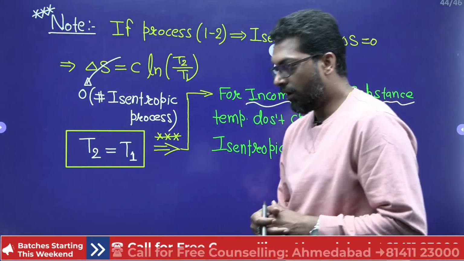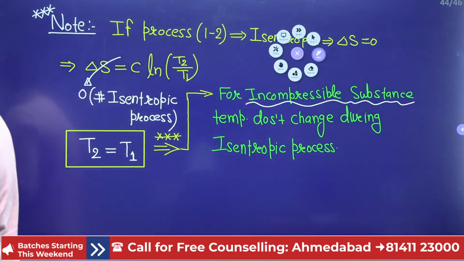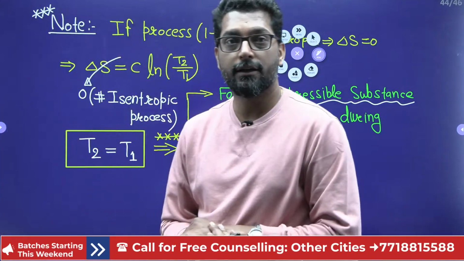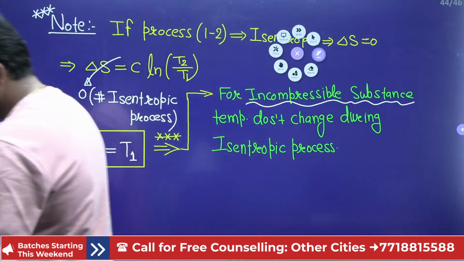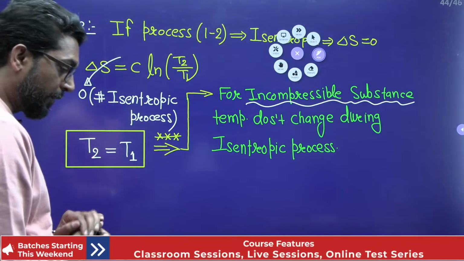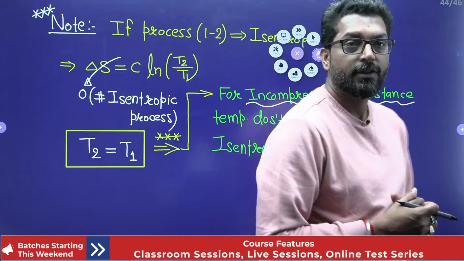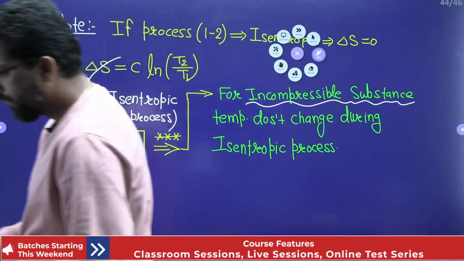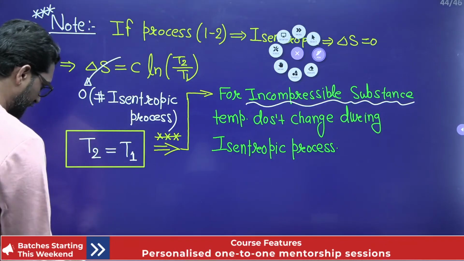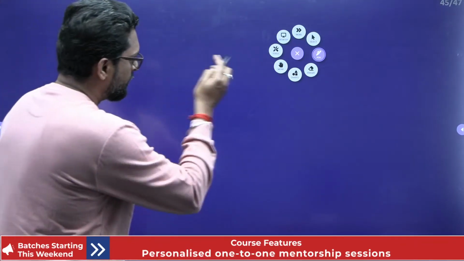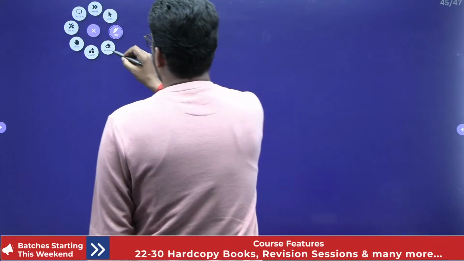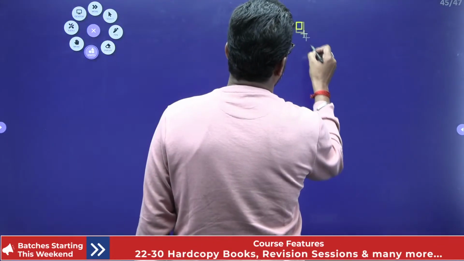Okay, so this is the implication of the TdS equation. Now beta, one thing to note here: if the process is isentropic and the gas is ideal, then we can write one relation. This is a very important relation. The entropy change, we cannot derive here, we can only write it.